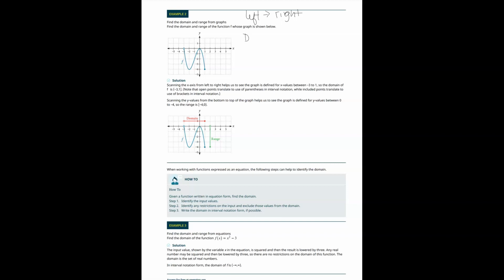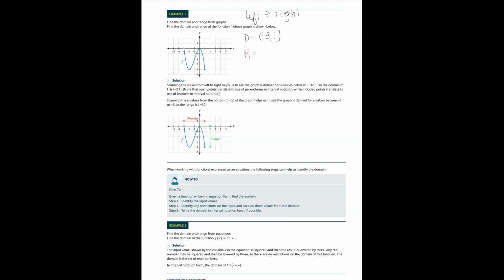Domain denoted with a D. Parenthesis, well, that's at -3. Okay. And then we're going to keep on going along here until we get to where it stops. We go down, we see that's a closed circle. So we know that that is going to be a +1. And since it's a closed circle, he gets a bracket. Cool. Now let's do our range.